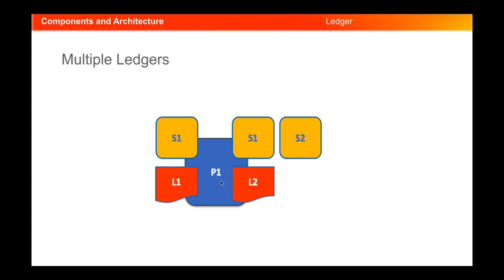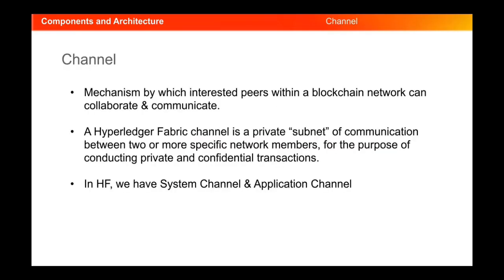This means this peer P1 is part of two channels, which are maintaining different ledgers. One ledger, L1, for channel 1 and another ledger, L2, for channel 2, and both the channels have the same smart contracts installed on them. You have this smart contract S2 which has not generated any ledger so far. This is not yet invoked by any client or any application. So that is it for the ledger section.